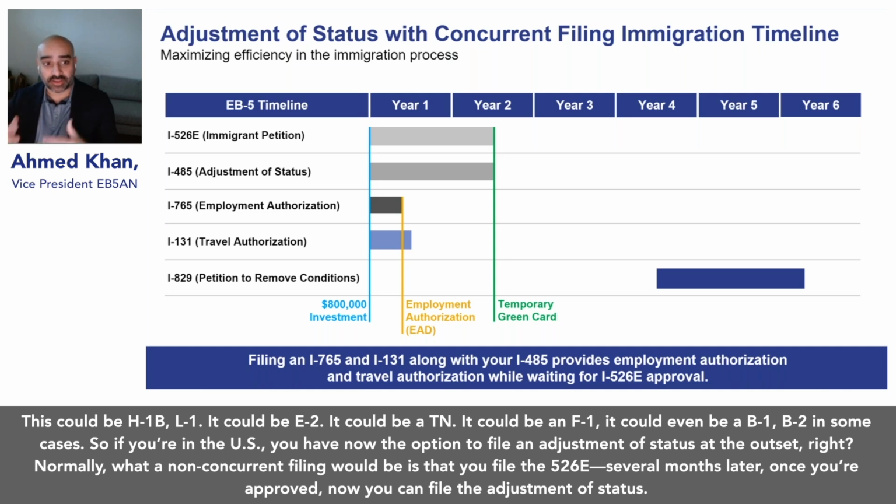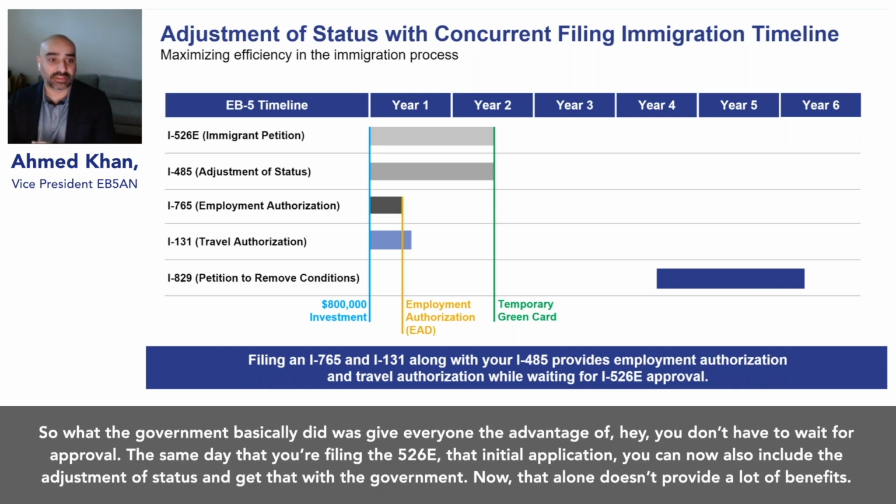So if you're in the US, you now have the option to file an adjustment of status at the outset, right? Normally what a non-concurrent filing would be is that you file the 526E, several months later, once you're approved, now you can file the adjustment of status. So what the government basically did was give everyone the advantage of, hey, you don't have to wait for approval. The same day that you're filing the 526E, that initial application, you can now also include the adjustment of status and get that in with the government.